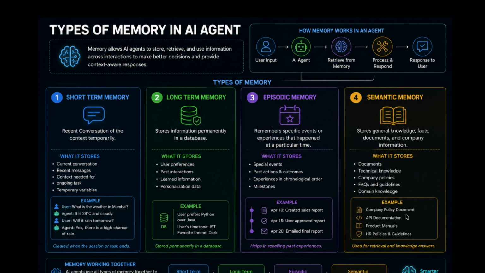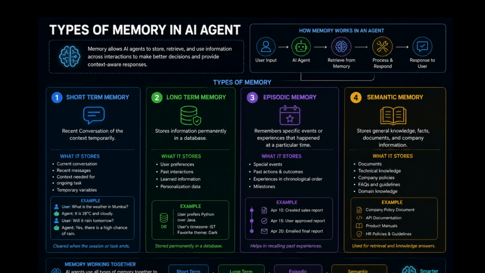For example, a company policy document. If I want to know a specific policy from any given company, then the AI agent uses this company policy document. Then API documentation, product manuals, HR policies. These are specific to a specific company, right? And some of the technical details it will store. That is what we call semantic memory.